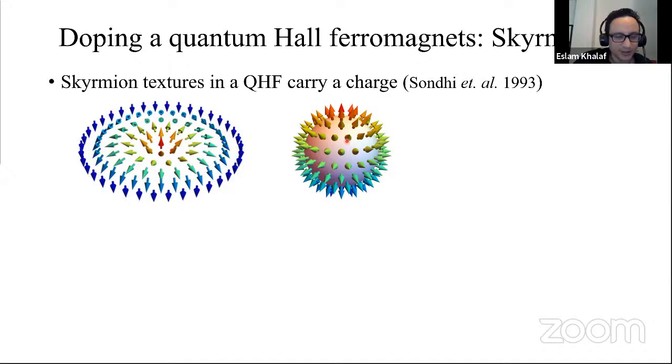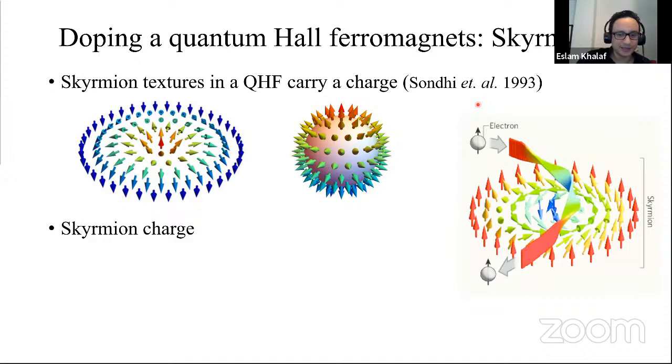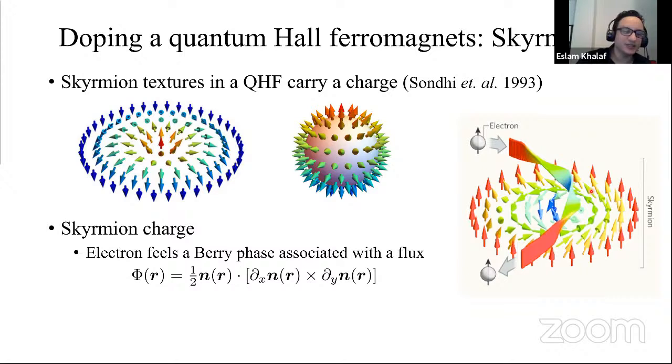And to understand why these textures in a quantum Hall ferromagnet actually carry charge, consider the following thought experiment. Let's take an electron and move it adiabatically through this skyrmion texture. So locally, the electron will try to align its spin to the local spin. And as a result, it will acquire some Berry phase due to this spin rotation. And this Berry phase can be shown to be equivalent to the phase an electron acquires if it's moving through a fictitious field where the flux is given by this expression. This expression is essentially related to the solid angle on the Bloch sphere spanned by this spin configuration.